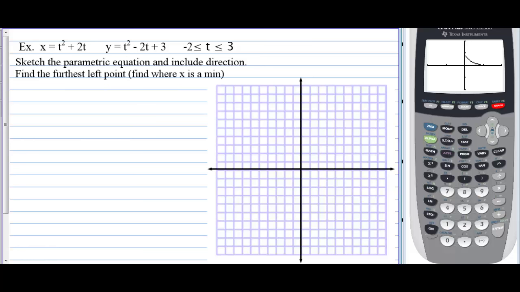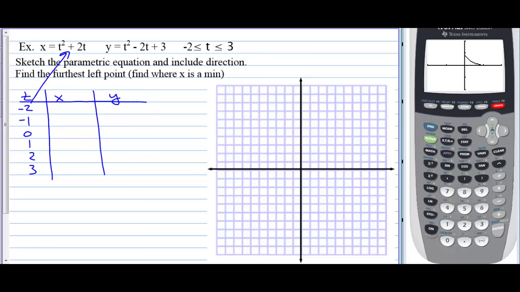Sketch the parametric equation and include direction. Find the furthest left point. Find where x is a minimum, in other words. So we're going to do the integers for t: -2, -1, 0, 1, 2, 3. We'll find the x's, we'll find the y's. Well, we need to plug -2 in for the t's up here.